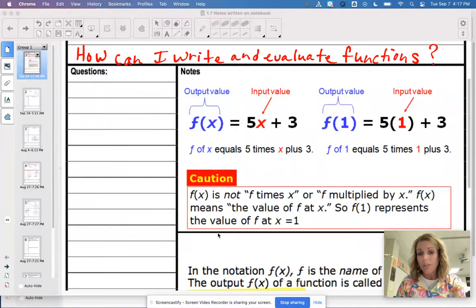So f of 1 represents the value of f when x is equal to 1. So basically, when x is equal to 1, the y value is going to be 5 times 1, which is 5, plus 3 is 8. That's what that represents.